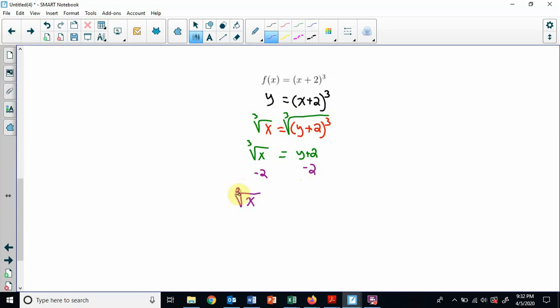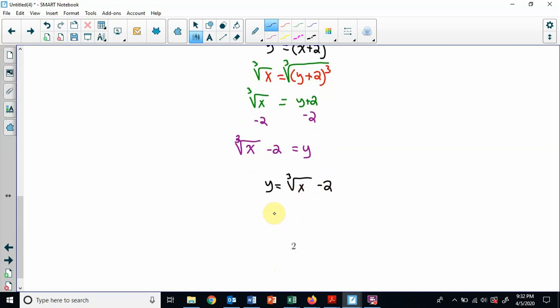Third root of x minus 2 equals y. So here's what I'm looking at. Y equals the third root of x minus 2. Can you write it with fancy notation? Yeah. F inverse of x is equal to cube root of x minus 2. So there, we wrote the inverse function.